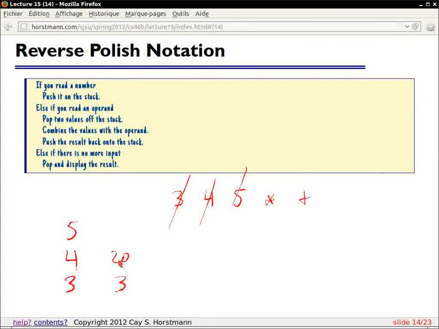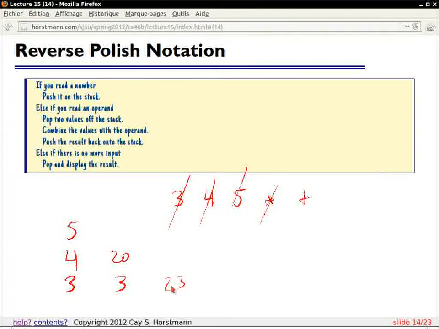Now I see the plus. I pop the top 2 numbers off the stack, that's 3 and 20. Now the stack is empty. And then I push the result, 23, back on the stack. And there is my computation. Now, admittedly, it's not very likely that you yourselves, right this minute, want to evaluate reverse Polish notation.